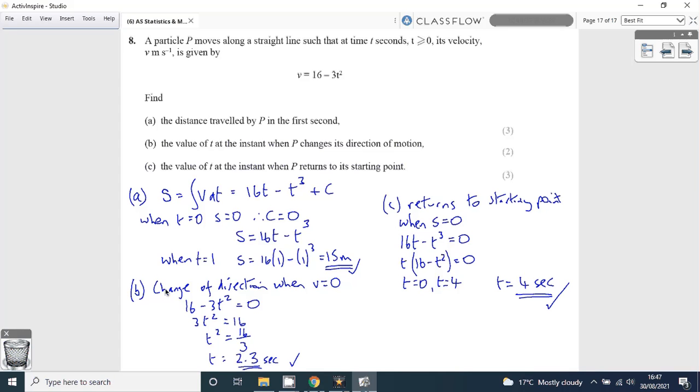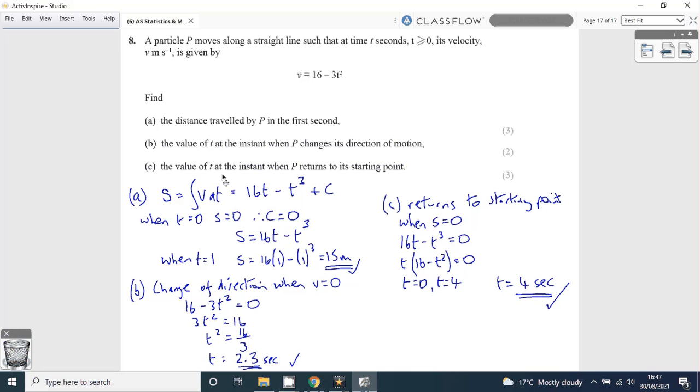So part B, the value of t at the instant when P changes its direction. Well, this is when velocity equals 0. It changes direction, or when the velocity is instantaneously 0, they are the same thing. That is when the velocity equals 0. So 16 minus 3t squared has got to equal 0. Solving for that, we get t being 2.3 seconds.